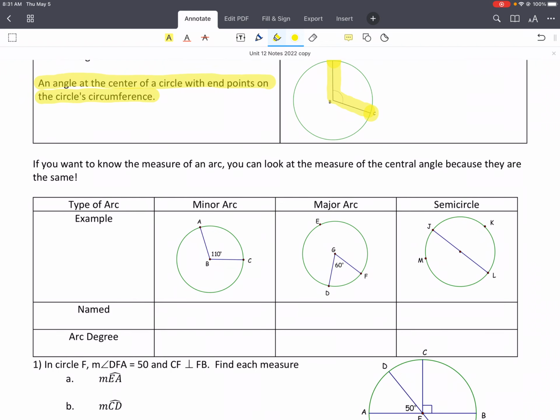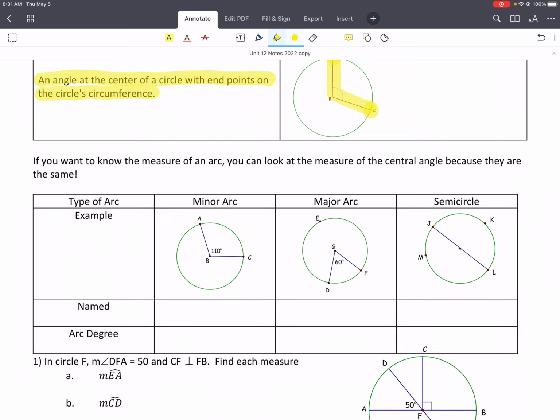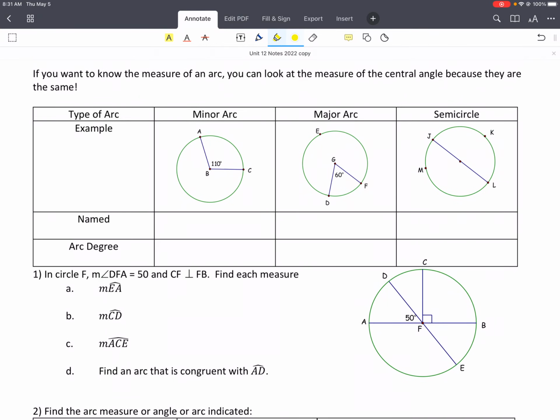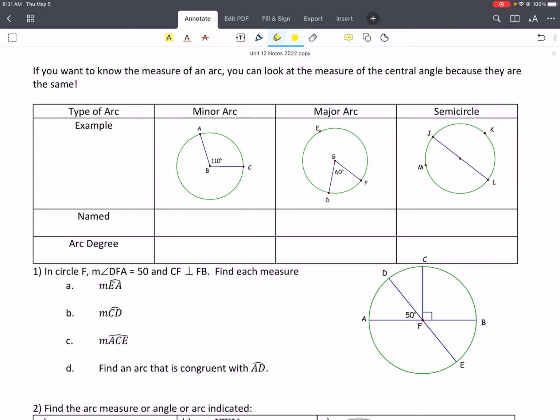With that, some arcs are going to be made from these angles, and we have to know what type of arcs those are. So we've got different kinds. We've got minor arc, major arc, and then we've got semicircles.